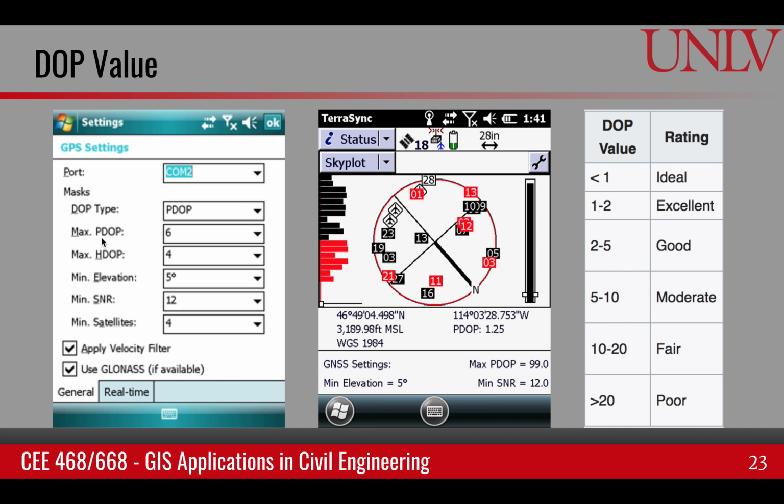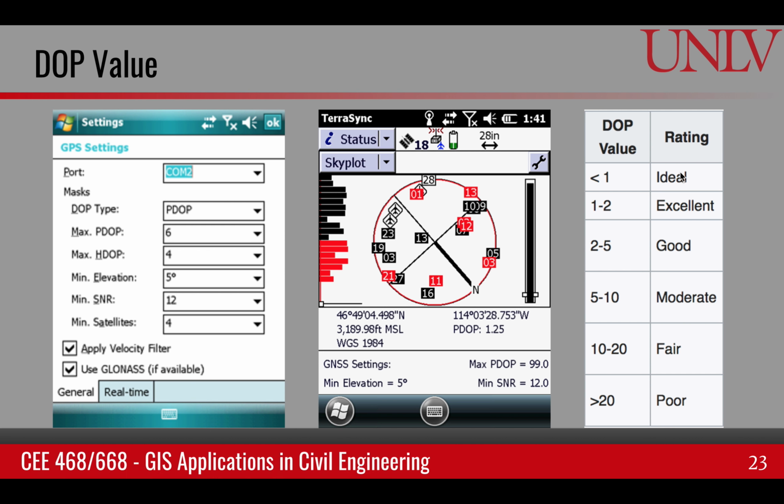So here the dilution of precision for position is 6. The horizontal dilution of precision is 4. And again, these are the ratios of those two standard deviations. And this is pretty much an approximate value. Here, again, we have a positional dilution of precision of 1.25.